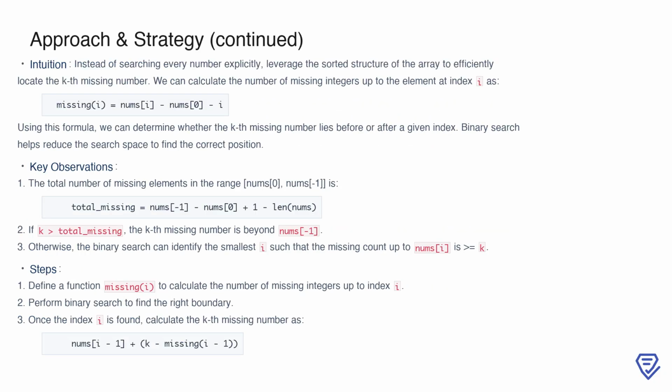Now, to improve efficiency, we can take advantage of the sorted structure of the array and use a binary search approach. The key insight here is that we don't need to explicitly check every number.